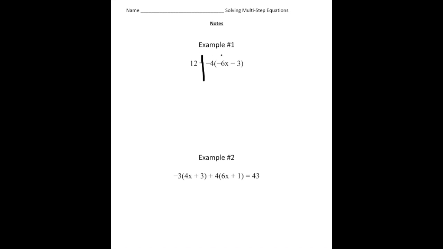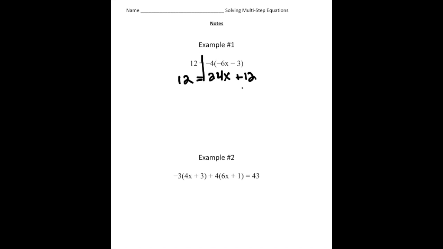So negative 4 times negative 6x will be a 24x. So write that down, please. And then a negative 4 times negative 3 is 12. And that's going to equal a 12 on this side. All right, so now we're just going to solve the equation. Okay, so we're solving for x.